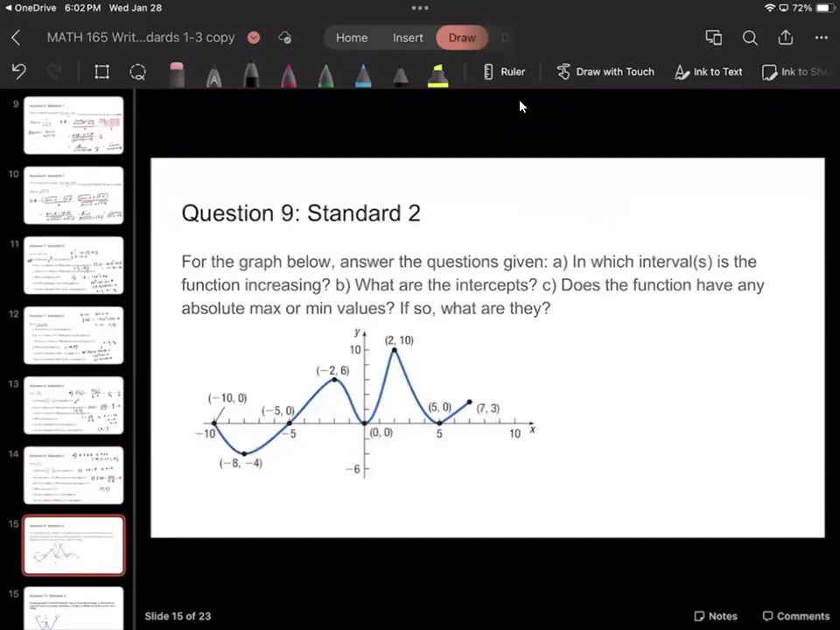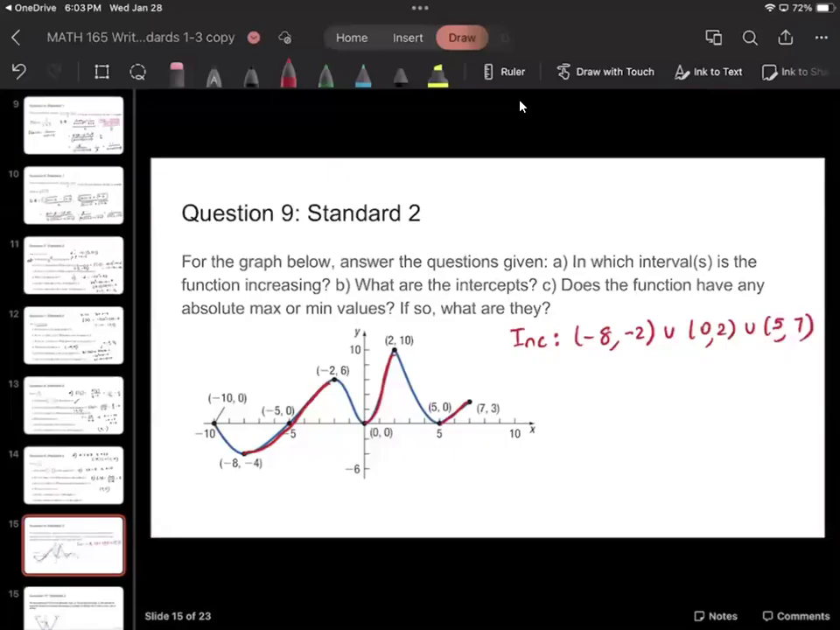All right, for the graph below, answer the questions given. In which interval is the function increasing? To see where the function is increasing, look at the graph. The graph is increasing here. It's increasing here as well as here. So these are the three areas in which it is increasing. Now, for the corresponding intervals, look at the x values. Starting from -8 to -2, then 0 to 2, then 5 to 7. That's where it is increasing.